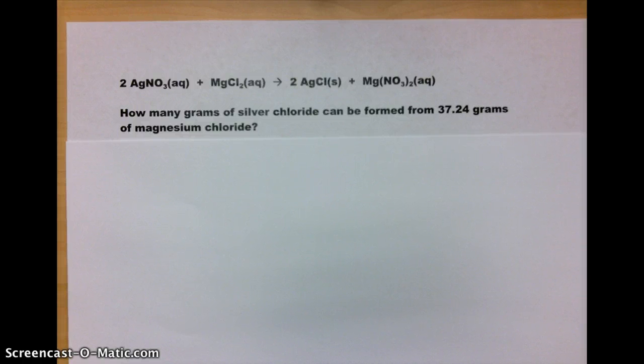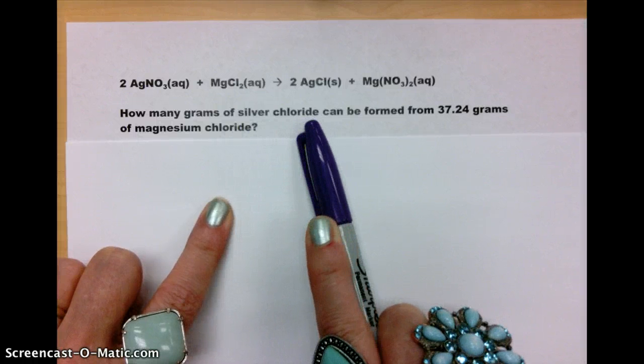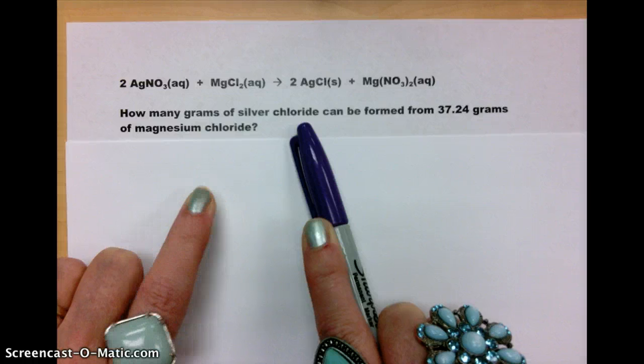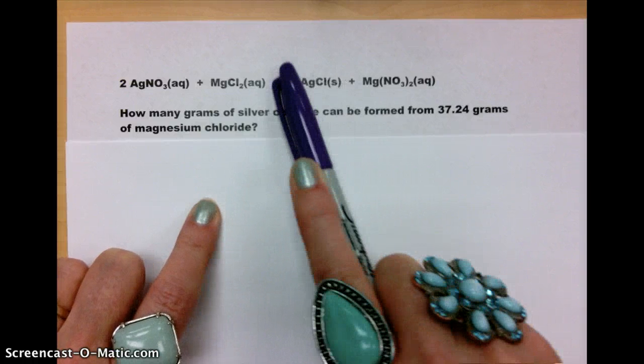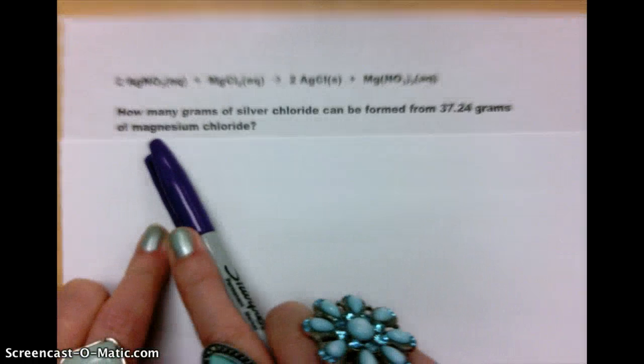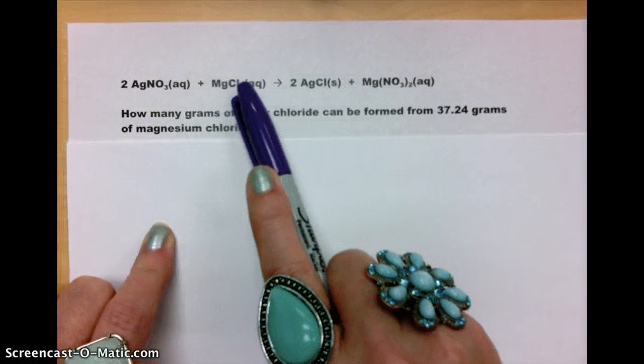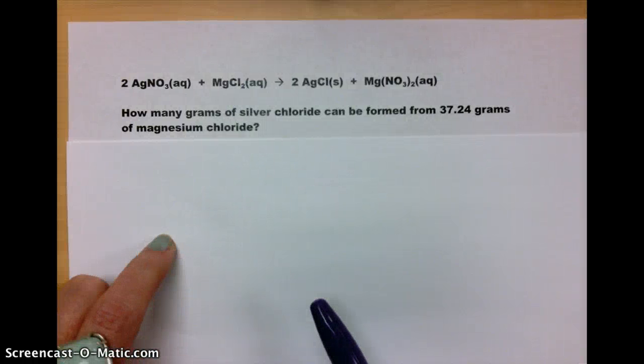Let's identify the two chemicals in this question. How many grams of silver chloride? Silver is Ag, chloride is Cl, and so we see it must be this chemical right here. And then we're given 37.24 grams of magnesium chloride, which must be this chemical right here because it has magnesium and chloride in it. Whenever we're working a stoichiometry problem, we always start with what we're given. And in this problem, what we are given is 37.24 grams of the magnesium chloride.